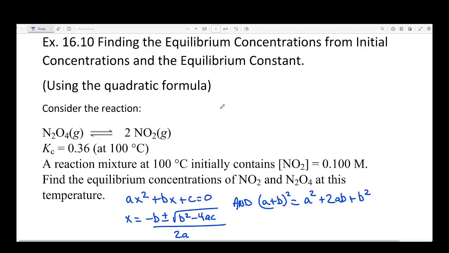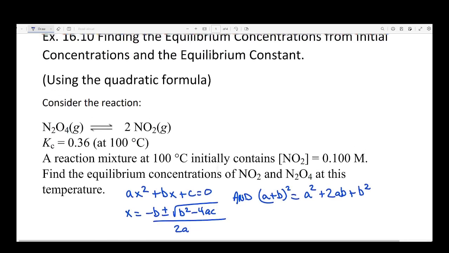Next, we'll consider a problem where we're going to calculate equilibrium concentrations of species in a reaction from the initial concentrations and the equilibrium constant. So in this case, we're going to be using the quadratic formula to solve for x. So let's consider the reaction N2O4 goes to 2NO2.